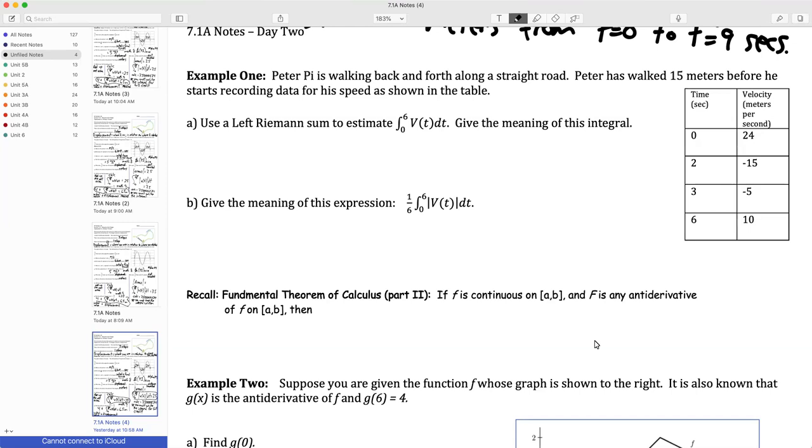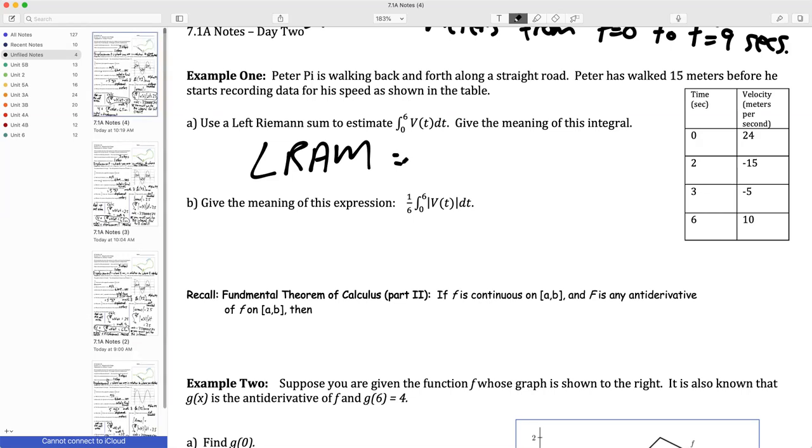Give the meaning of this integral. Here we go. When we are finding Riemann sums, we are finding area of rectangles. So the area of the first rectangle, the width, it goes from 0 to 2, so the width is 2.